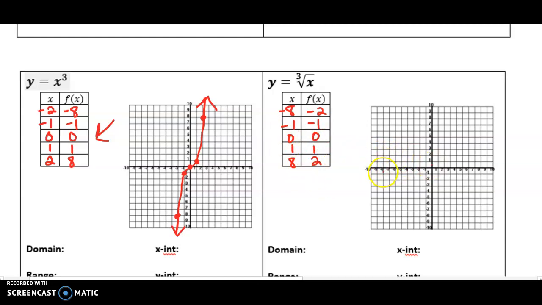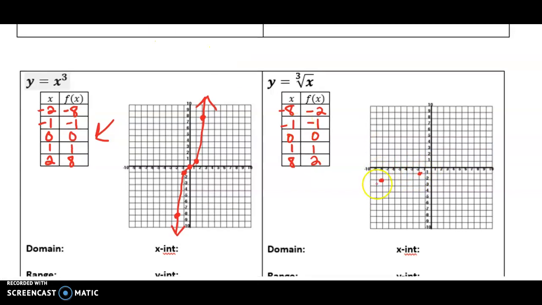Let's graph these things. -8, -2. Whoops, that's not right. -1, -1, there we go. 0, 0, 1, 1, and then 8, 2.